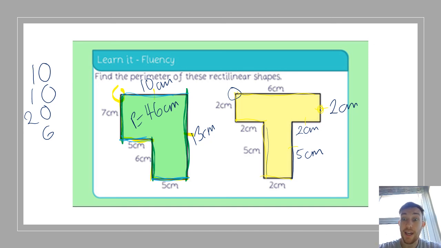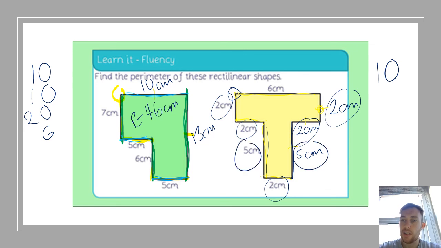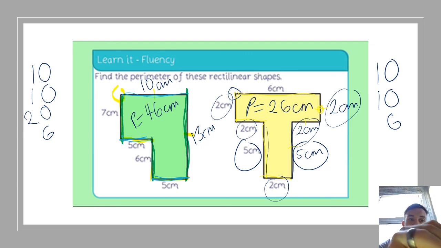Okay, so now I need to work out the perimeter. And I'm going to try and use my number bonds again, but I can see I've got lots of 2s. So 2, 2, 4, 6, 8, 10. So I know I've got a 10 here. I've got 2 5s, so that's another 10, and then a 6. So 10 and 10 is 20, plus the 6 is 26. So the perimeter here is 26 centimeters.